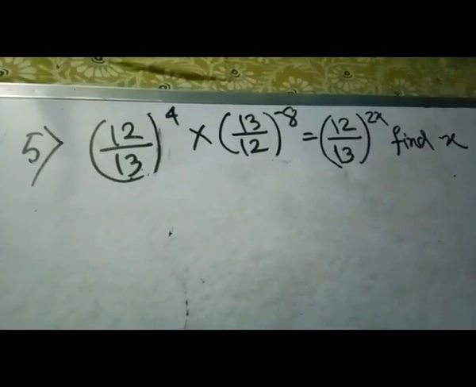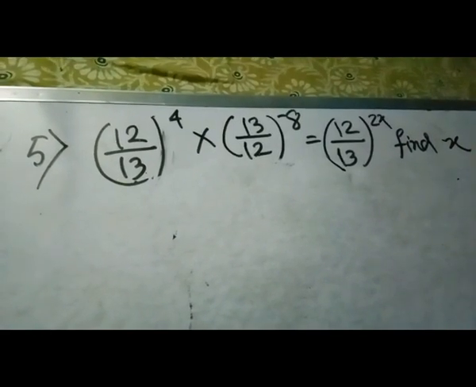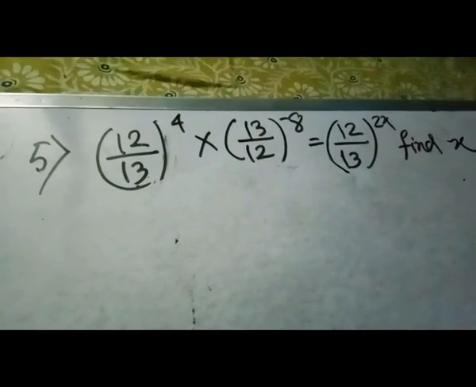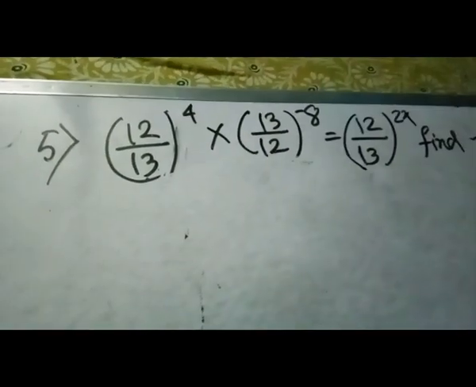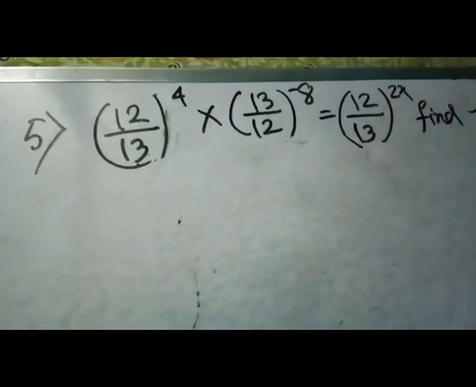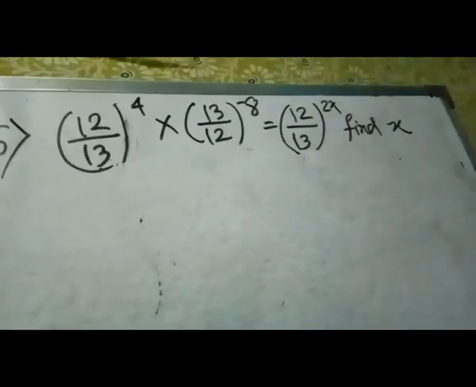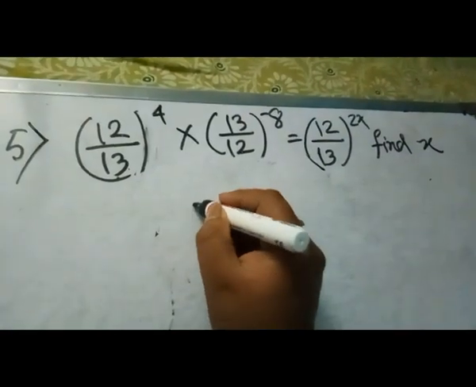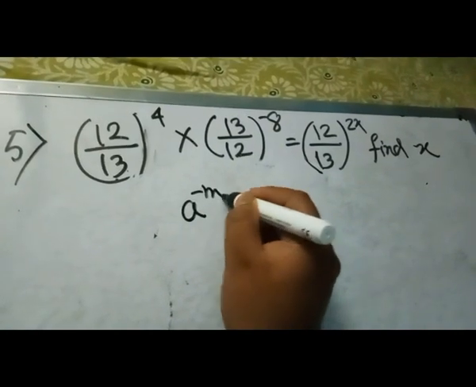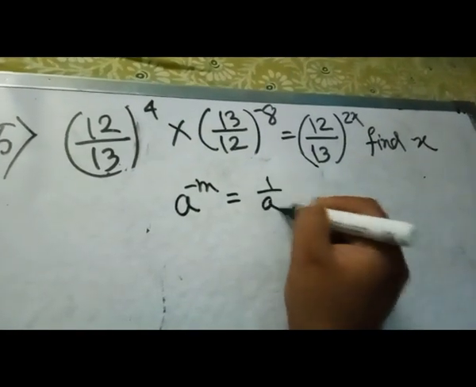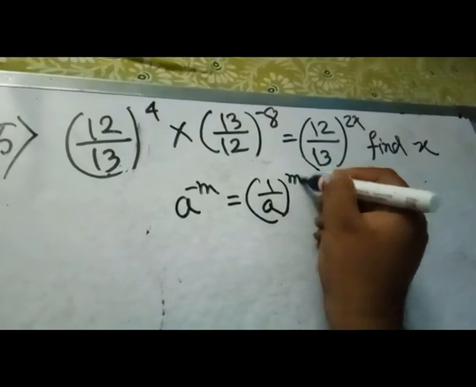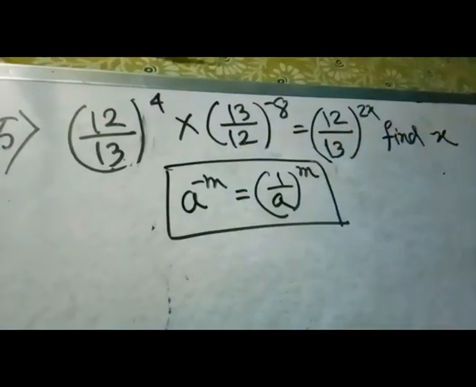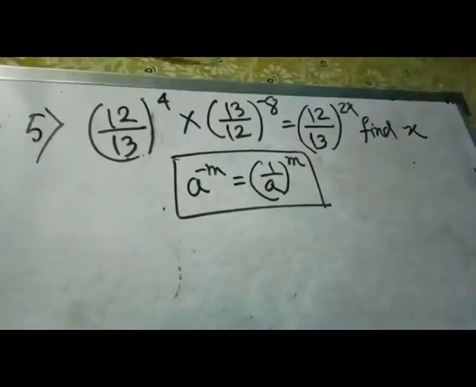Students, you see that another sum is written here. The sum is given in the form of an equation. What you have to find out? You have to find out the value of x. You know that a to the power minus m equals 1 by a whole to the power of plus m. This is one formula. This formula you have to apply to solve this sum.